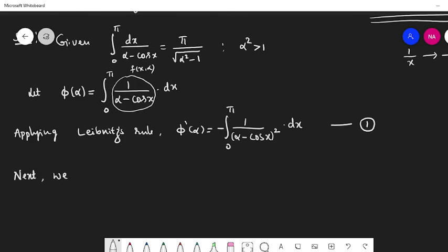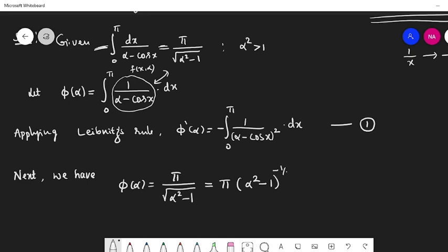we have, say I have taken this as phi of alpha and these two are equal. So we have phi of alpha equal to pi divided by square root of alpha square minus 1. Since these two are equal, I can take phi of alpha equal to pi by square root of alpha square minus 1. So to have simpler notation, I can write alpha square minus 1 whole power minus 1 by 2. Now differentiate it.